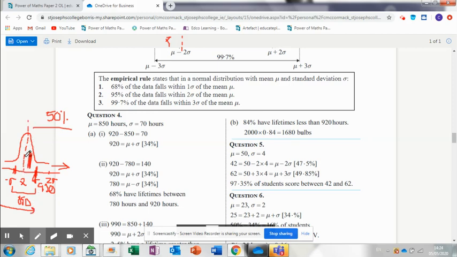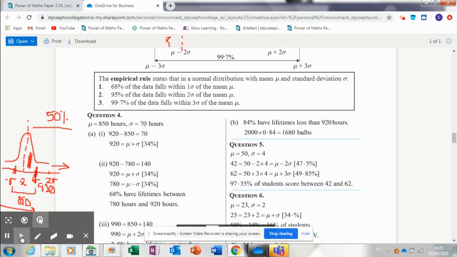Well, up to this dotted line here is 50%. Plus, remember, this is half. It's 1 standard deviation here. These 2 sections are 68. This bit here, go back to your diagram again, is 34. So 50 plus 34 is 84% would burn out before 920 hours, right? Because up to here, it's 84%, right? It's 50 plus this 34 is 84%. I get 84% of 2,000, and that's 1,680.